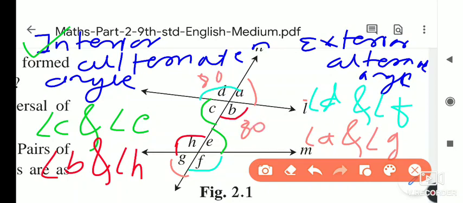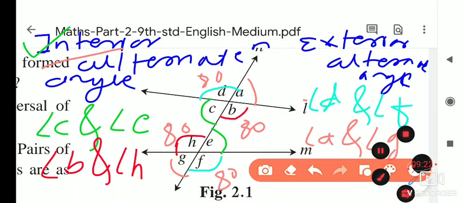Because these are vertically opposite angles. If this measure is 80, H is also 80 because they are interior alternate angles. And if H is 80, F is also 80. The reason behind it is that this is also which type of angle? Vertically opposite angles. If it is 80, A's measure is also 80. In this way they are congruent to each other.